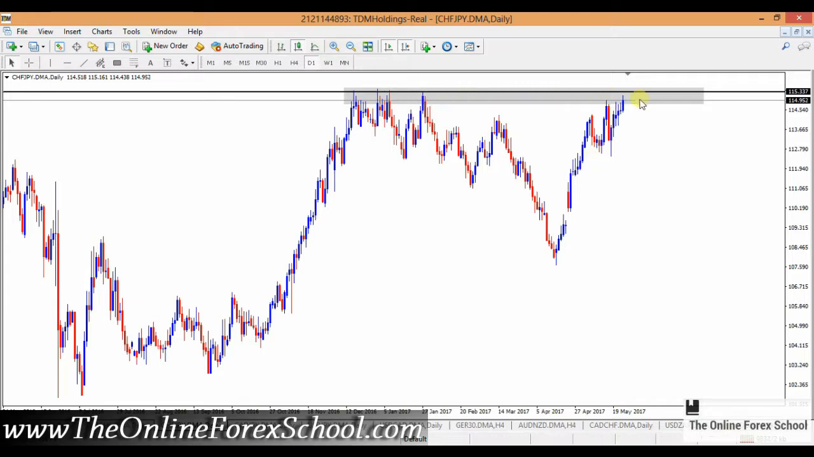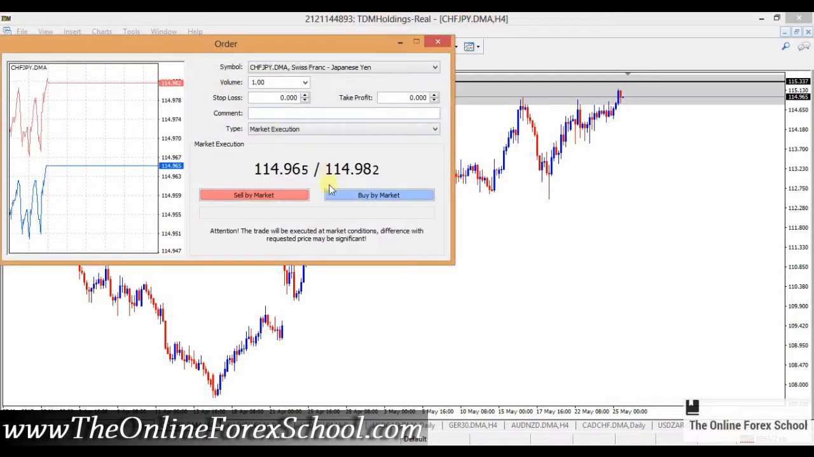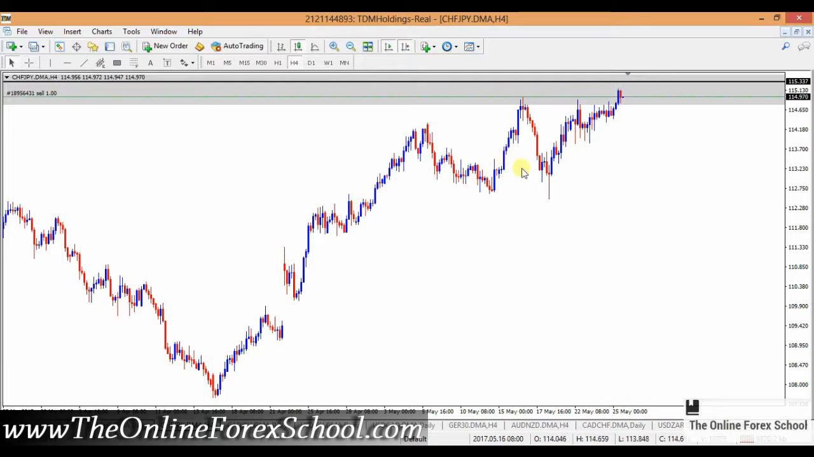I've just zoomed in a little, and it's now 3 o'clock South African time, in the afternoon, and I can see we have an inside bar that has formed now, which is the one that I've been waiting for on my H4 chart. So what I'll do now is go to my orders, position in the market over there, and drag my stop loss up until the high over here.